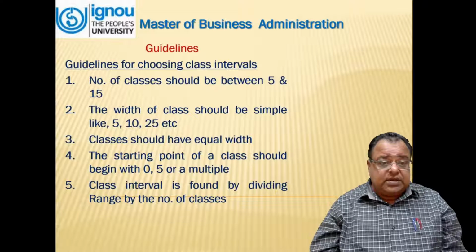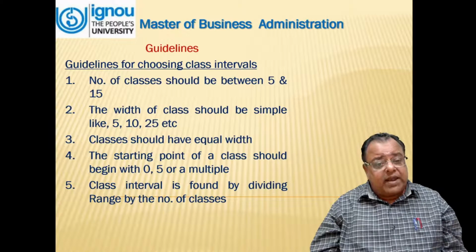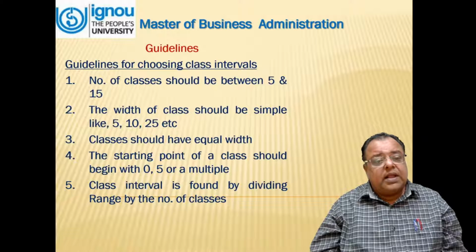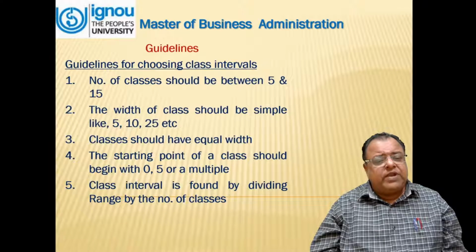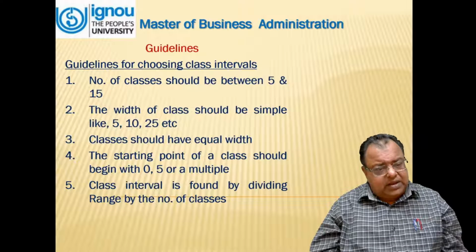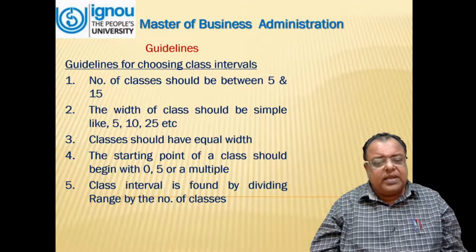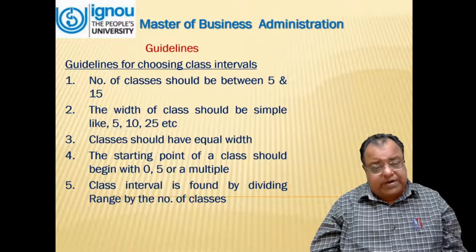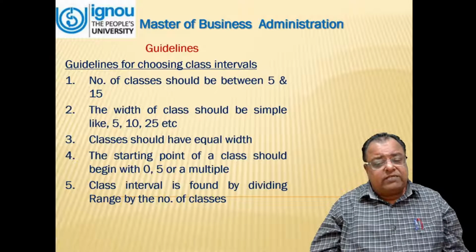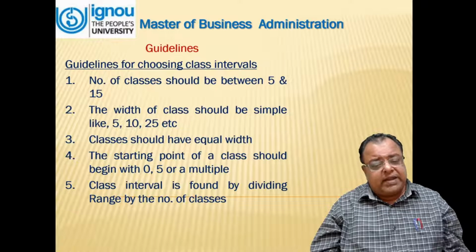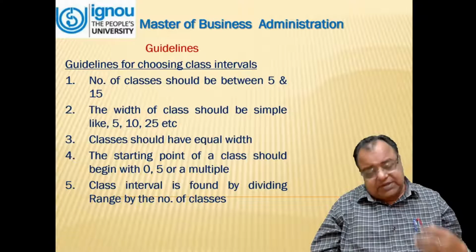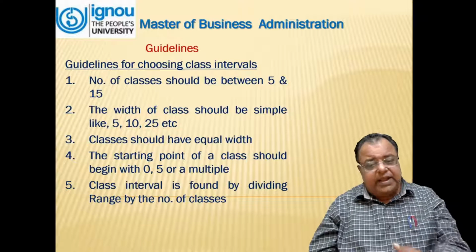What are the guidelines to be kept in mind while choosing class intervals? Number one, the number of classes should be between 5 and 50. Number two, the width of the class should be a multiple like 5, 10, 25, etc. And all classes should have equal width. The starting point of the class should begin with 0, 5, or a multiple. And the class interval is found by dividing the range by the number of classes. We will discuss this fifth part in a numerical problem.